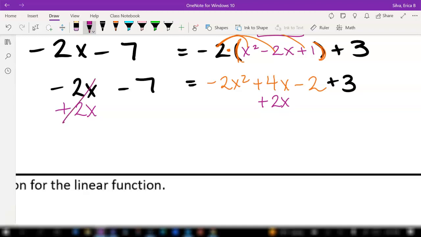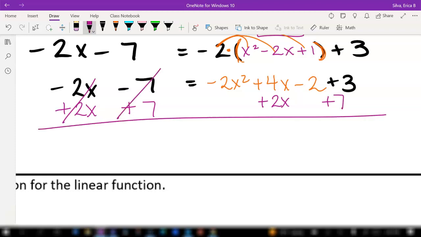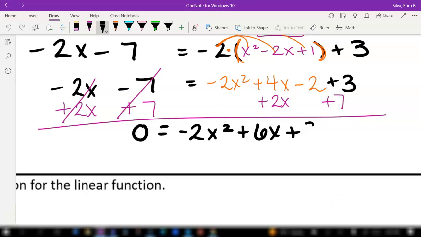Then that negative 7, we can change it to what? Positive 7. And we're going to put it under the two constants that we have. All right, let's go ahead and bring it down. We've got negative 2x squared. 4x plus 2x is 6x. Negative 2 plus 3 plus 7 is positive 8.